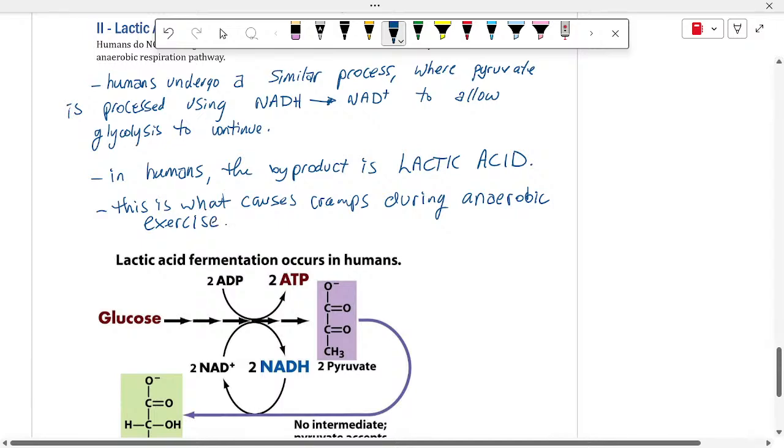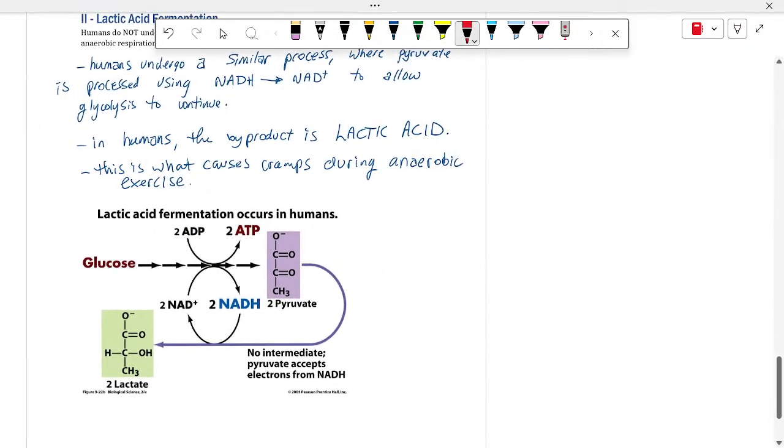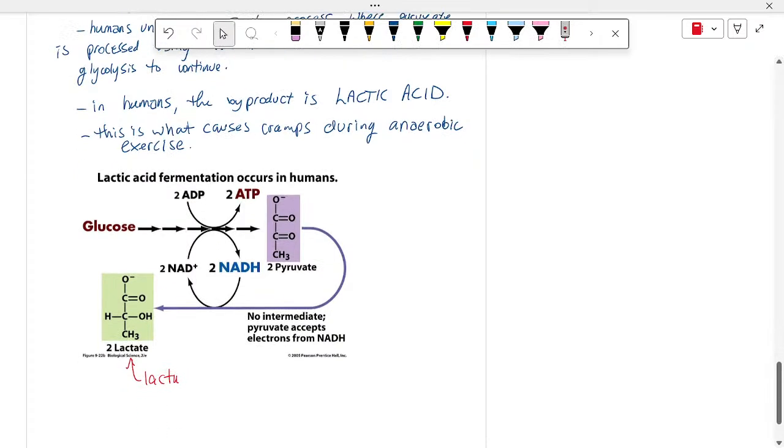But note too that there's a little difference. Lactate, which is another word for lactic acid, just like citrate is another word for citric acid, is a 3-carbon molecule, which means what doesn't get released here? Yeah, so we actually don't produce carbon dioxide when we ferment, whereas things that undergo alcoholic fermentation do.